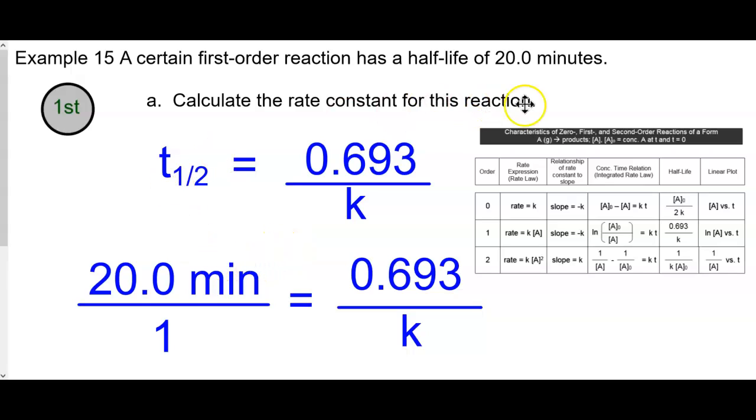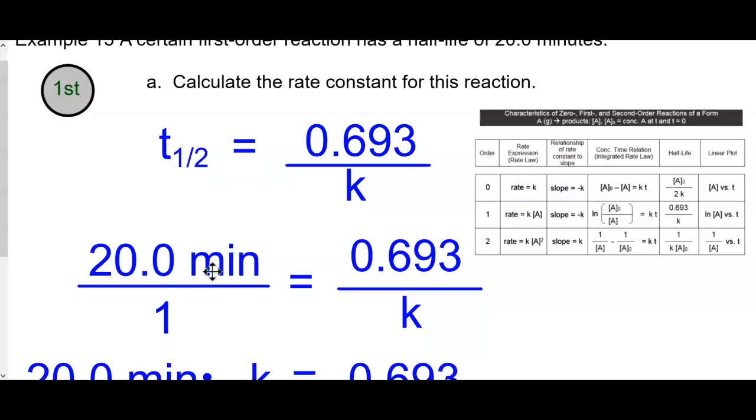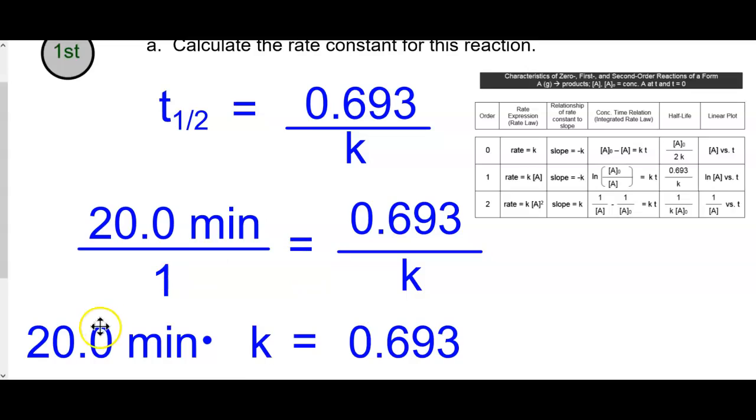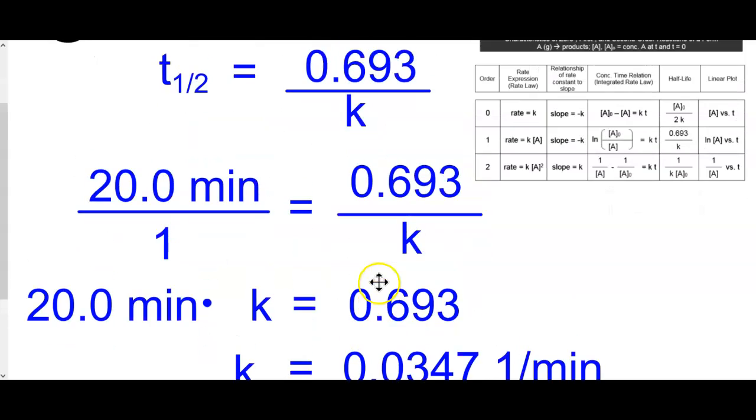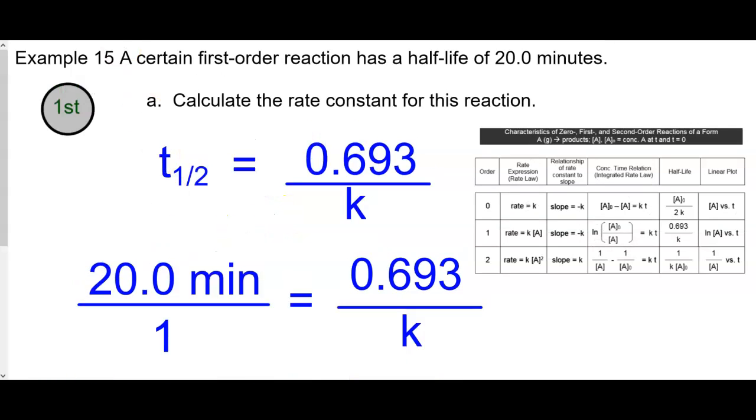We know our half-life is 20 minutes. Yes, a half-life is going to have a unit of time, but time and half-life are not the same thing. Okay, I'll put this over 1 and cross-multiply, and then divide both sides by 20 to get our K. Now we have our K to use for the pieces going forward.